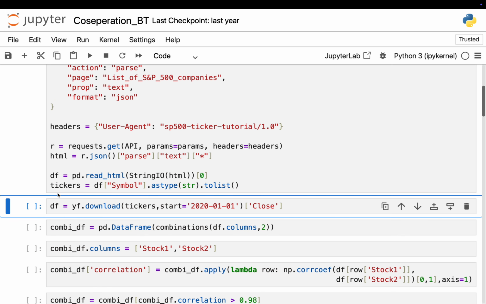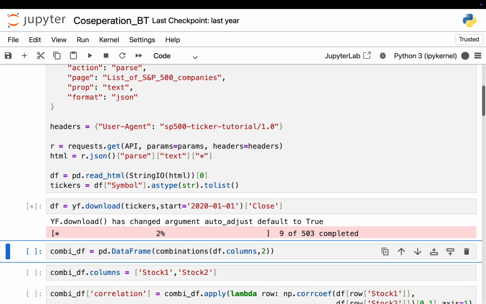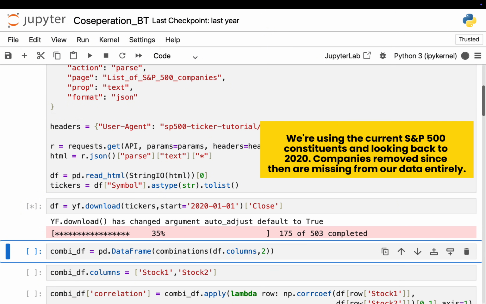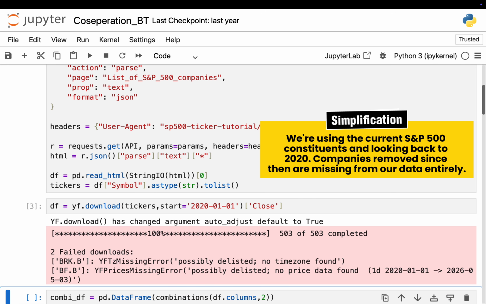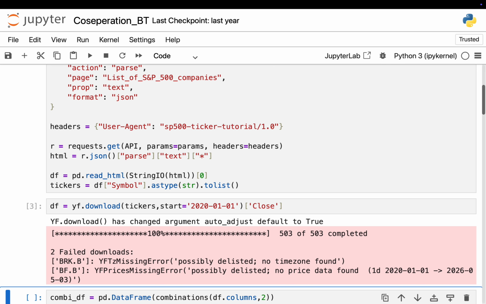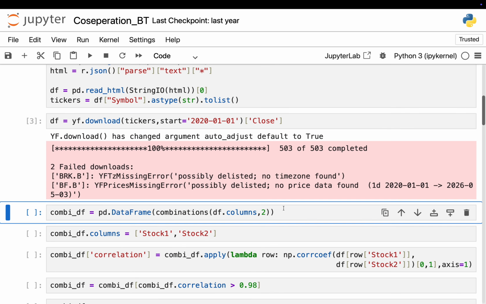We pull the S&P 500 ticker list from Wikipedia and download daily closing prices from January 2020. Roughly 500 columns, one per stock. Simplification, survivorship bias. We are using the current S&P 500 constituents and looking back to 2020. Companies removed since then, bankruptcies, acquisitions, underperformers are missing. This makes the data cleaner than reality. A proper dataset uses point-in-time constituent lists.